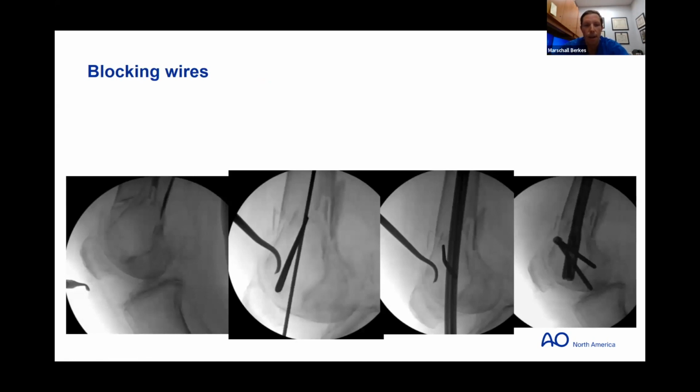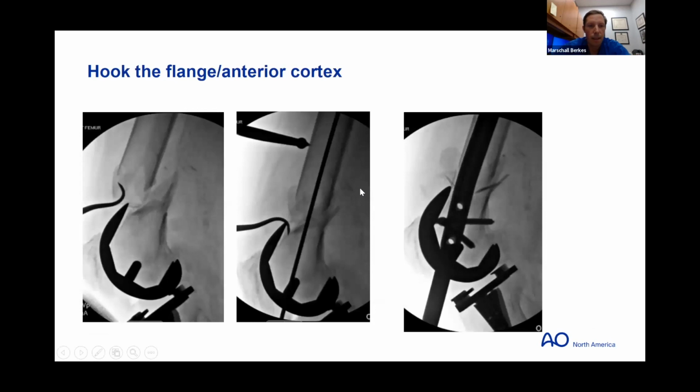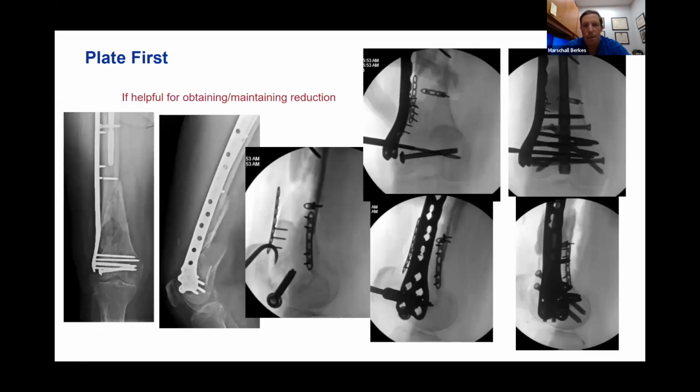Blocking wires are very useful. They're a little more forgiving than blocking screws, which in really brittle bone may just fracture through, and you lose the effect of the blocking device. So think about blocking wires if you're running into translational or angular deformities. This is a move that I perform with frequency. Manipulating really soft bone can be difficult, but pulling metal is a little bit easier. So if you need to adjust the sagittal alignment, you can just hook the flange and pull it out of recurvatum. I find that helpful.